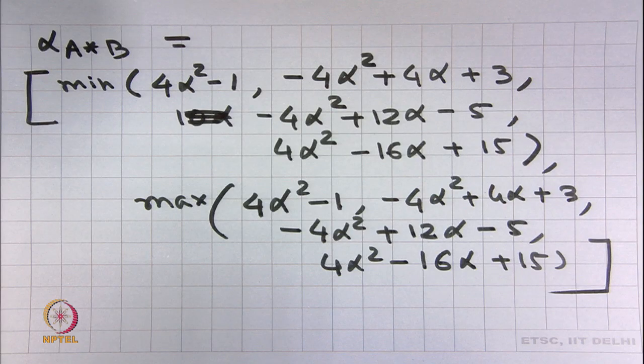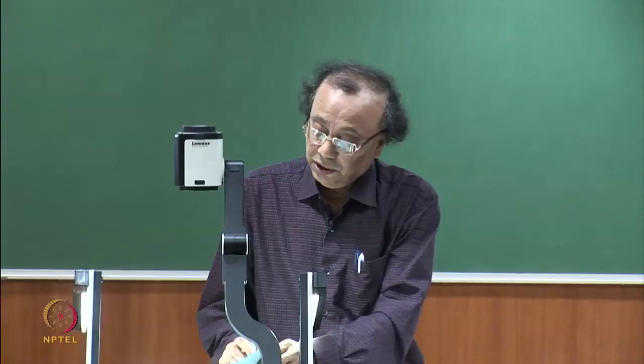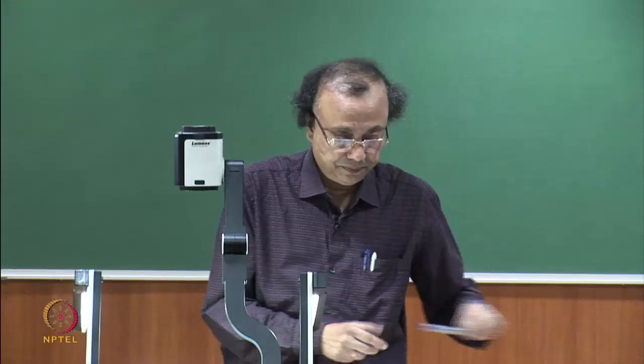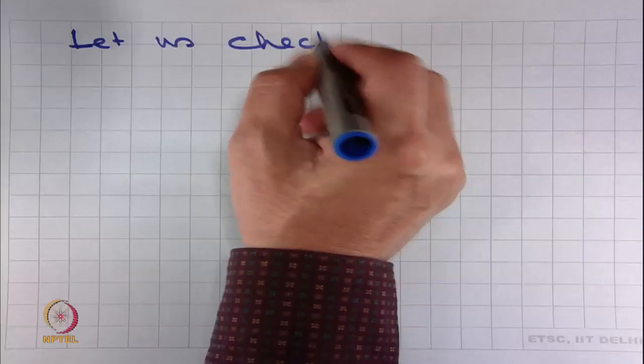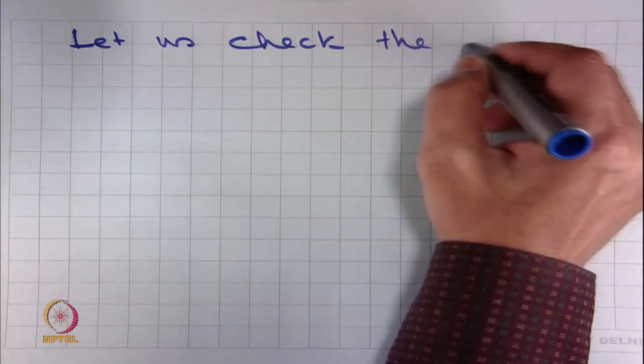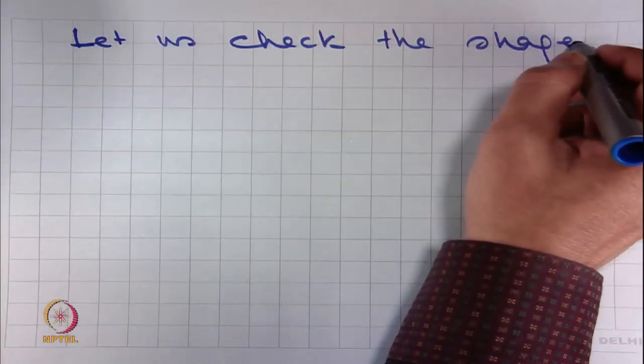These are fairly complicated terms, and therefore we need to check for different values of alpha which one of them is going to be minimum and which one is going to be maximum. So, let us try to understand the shapes of these 4 curves.